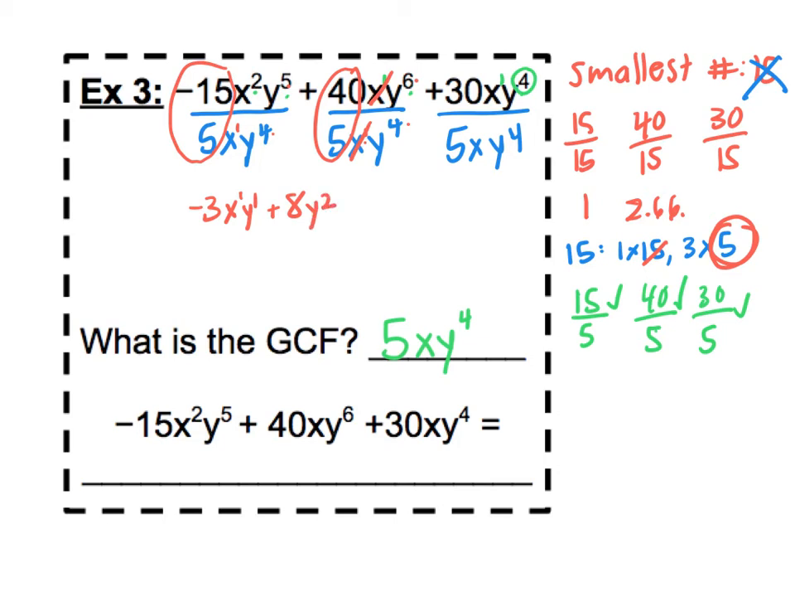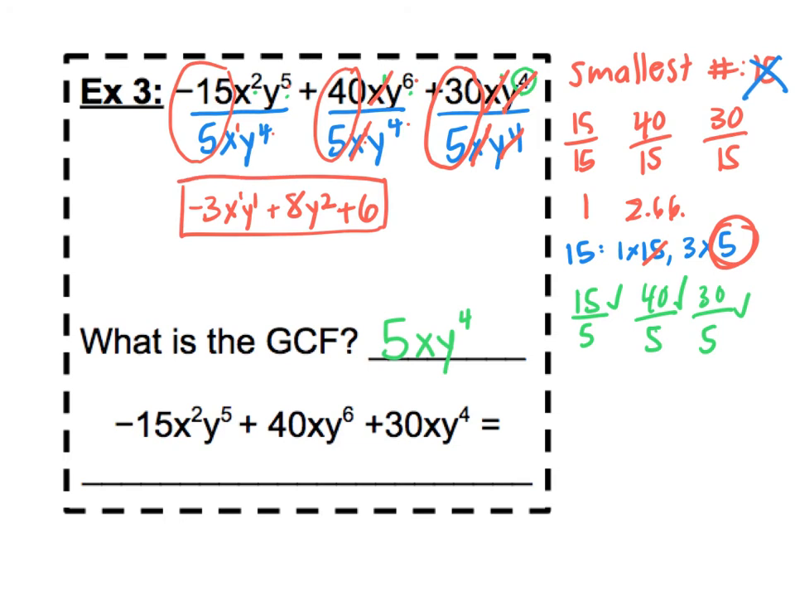And then my last term. We have 30 divided by 5. That is 6. Notice they both have x's. 1 minus 1 gives me 0. These guys cancel. And then they both have 4 y's. So 4 minus 4 gives me 0, so my y's cancel too. So this is my answer with my GCF factored out.